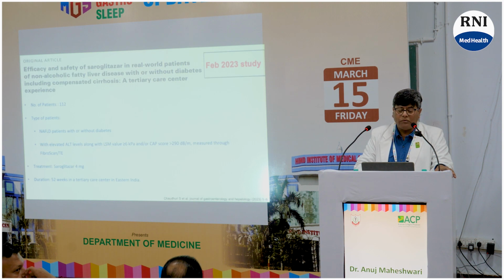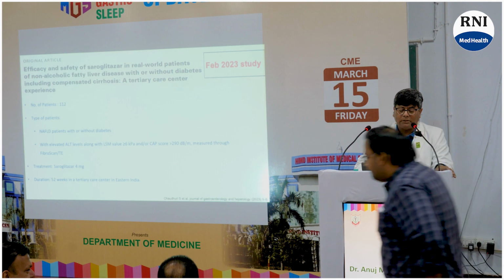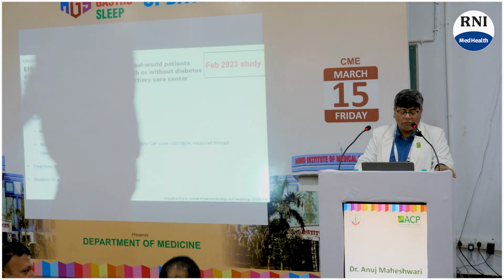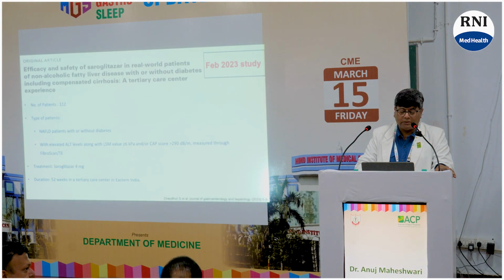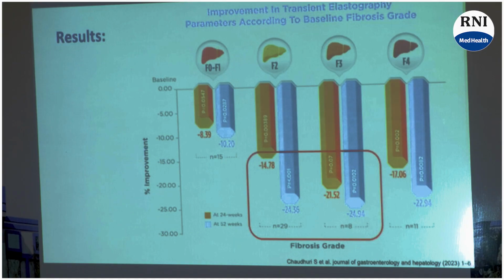Efficacy and safety of saroglitazar in real-world patients of non-alcoholic fatty liver disease with or without diabetes, including compensated cirrhosis, at a tertiary care center in Eastern India: what we could see after 52 weeks were improvements in the transient elastography parameters according to the baseline fibrosis. It's impressive in all stages of NAFLD. In all stages of NAFLD, saroglitazar has performed better and well.